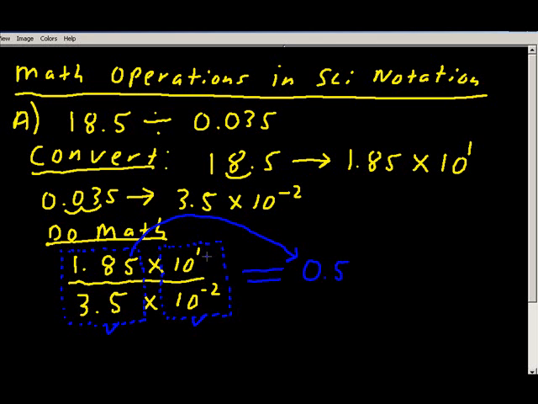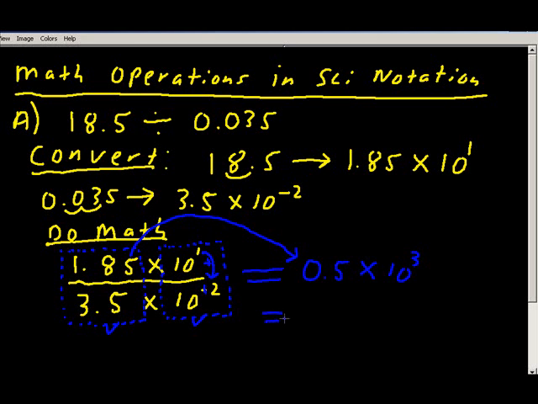Now when you do that, you subtract exponents. So you take the first number and you subtract the second number. So what we do is we say 10 to the 1 minus a negative 2, which is the same as 1 plus a positive 2, since two negatives make a positive. So now you got 1 plus 2, which gives you 3. And that, in fact, is the number.